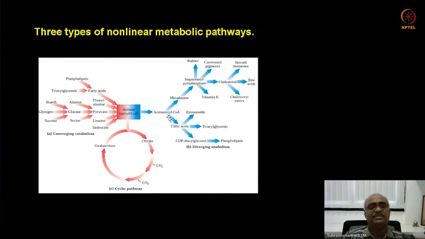And not just that, they can go ahead to make carotenoid pigments, vitamin K, cholesterol, steroid hormones. Bile acids is a derivative from cholesterol that I think I briefly mentioned. This is involved in emulsifying and digesting fat in our intestine. Okay, so within this you have so much diversity, all starting from acetate.